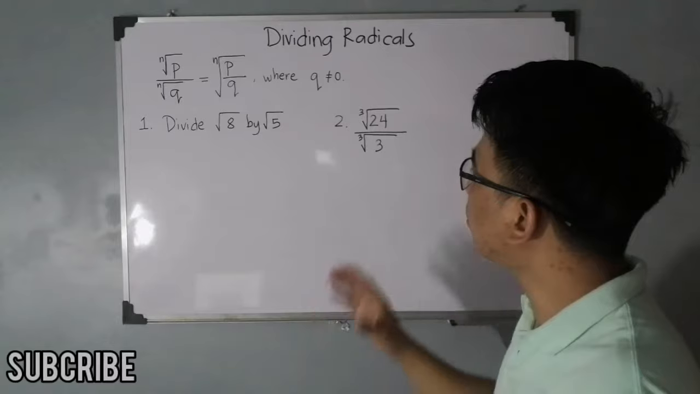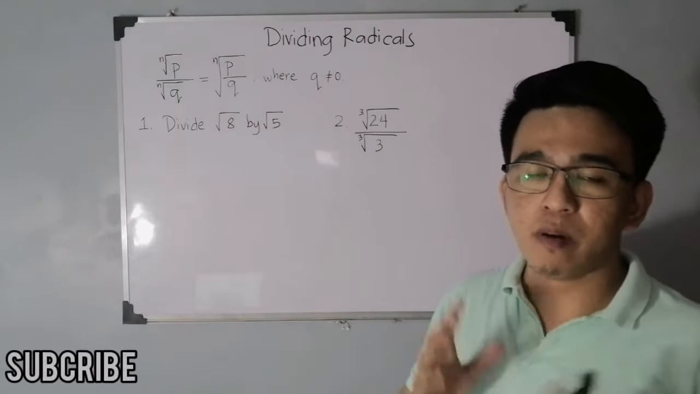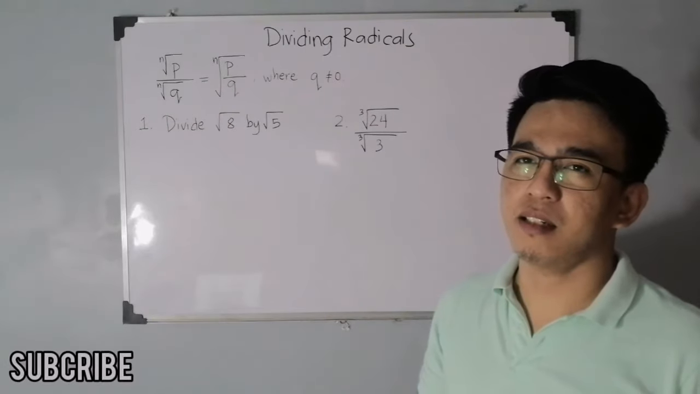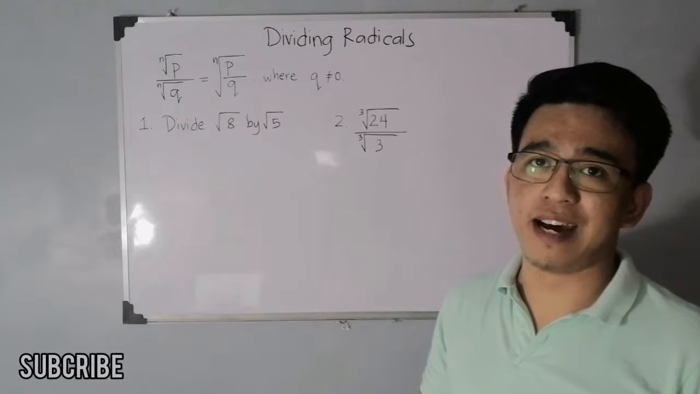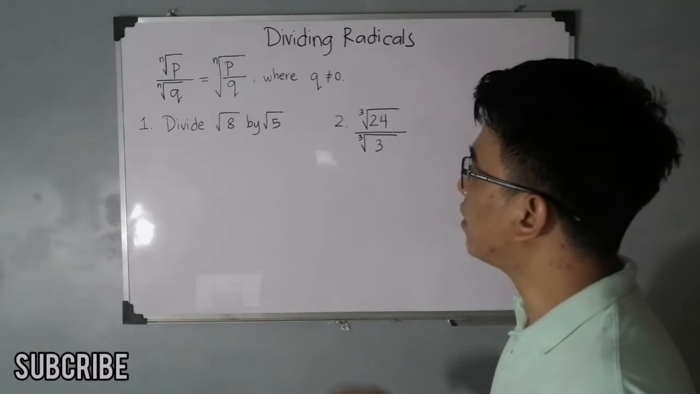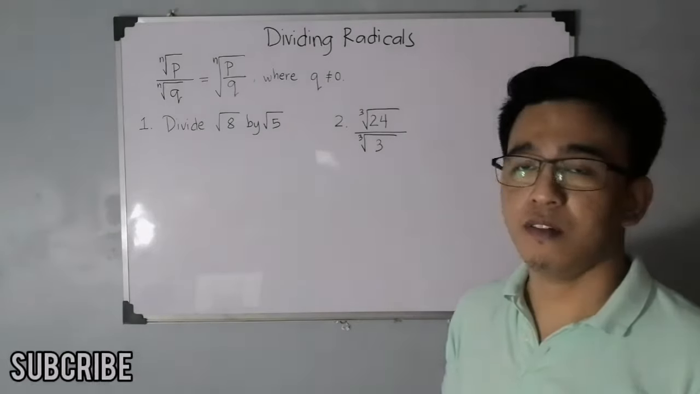So we are given here two examples, and later on I will give you another example wherein we will be applying rationalization and conjugate on how to simplify or divide this kind of radicals. So let's start with item number 1. We are given: divide the square root of 8 by the square root of 5.